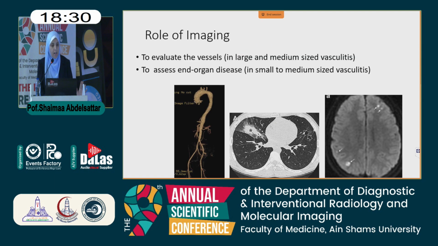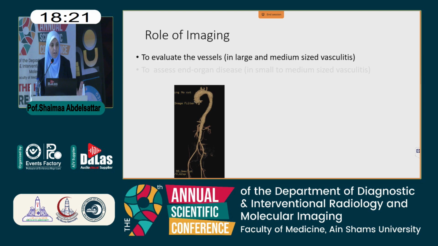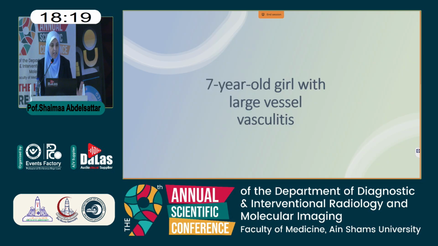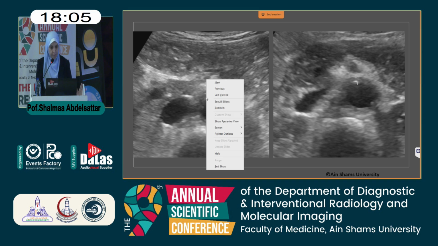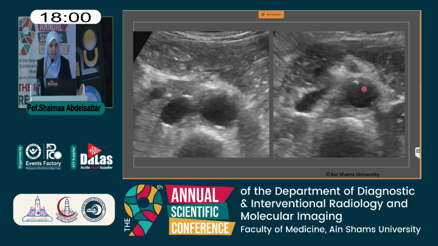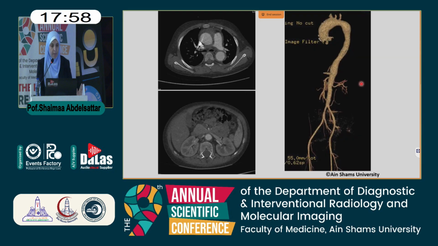The role of imaging is either to evaluate the vessel itself in large or medium-sized vasculitis, or to assess the end organ disease in small to medium-sized vessels. First, to evaluate the vessel in large or medium-sized vasculitis: this is a 7-year-old girl with large vessel vasculitis. We can see here an abdominal ultrasound showing the aorta, with circumferential mural thickening involving the aorta, and here a focus of calcification.